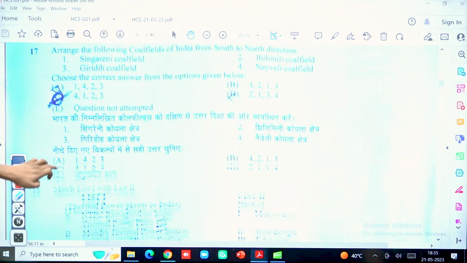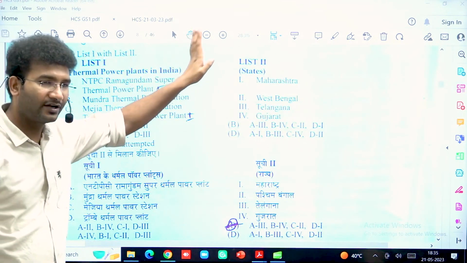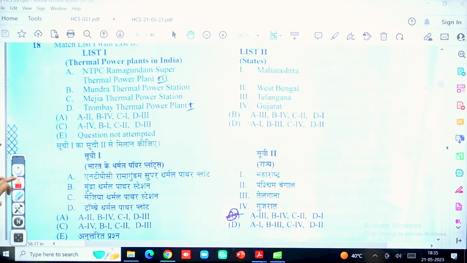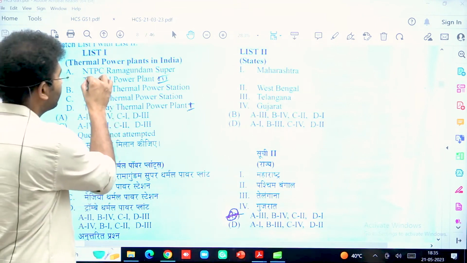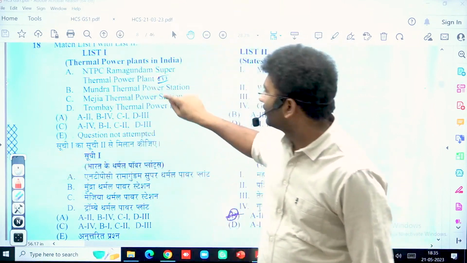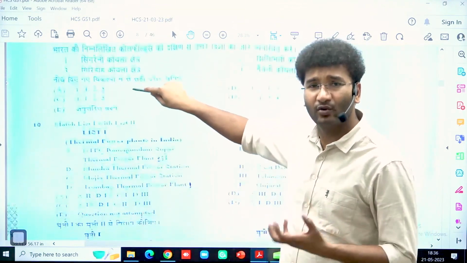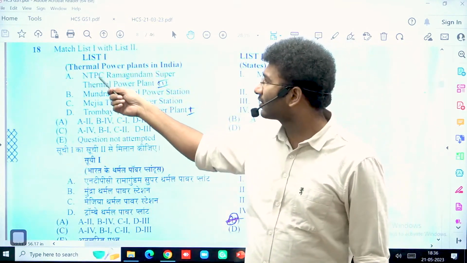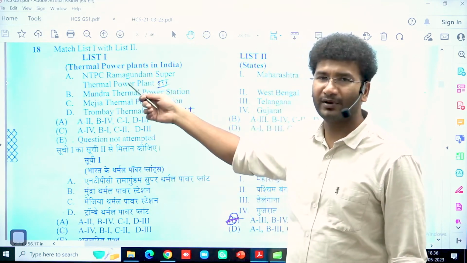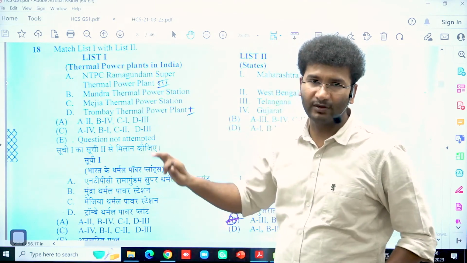Next, let's go to the 18th question. It is about thermal power plants in India, and you have to match them. Look at the statements. Thermal power plants: NTPC, that is National Thermal Power Corporation, Ramagundam. Again, see here, this is an interlinked question with the Singareni coalfields. The coal from the Singareni coalfields is used at the Ramagundam thermal power plant, where power is produced. The coal is extracted from the Singareni coalfields, and the power plant is run by the National Thermal Power Corporation.